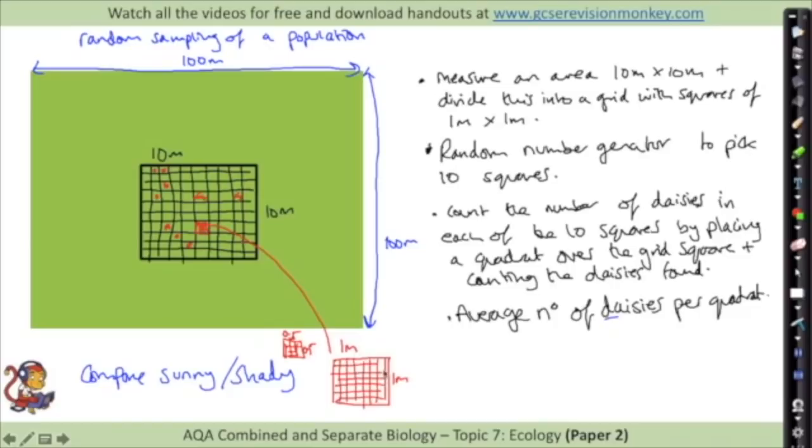And with that information, you can then compare that to a shady field, repeating it in the same way, measuring an area, dividing it up into a grid, using a random number generator to pick, for example, 10 squares, placing a quadrat on those squares and counting the number of daisies within the quadrat.